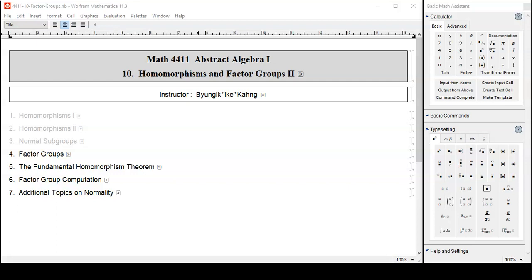Hello Math 4411 students. Let's begin Lesson 10, Homomorphisms and Factor Groups 2. As the title suggests, this is a continuation from Lesson 9. So before starting Lesson 10 materials, let's have a brief recap on Lesson 9 contents, and let's discuss how Lesson 9 topics are associated to Lesson 10 topics, along with a basic overview on Lesson 10.